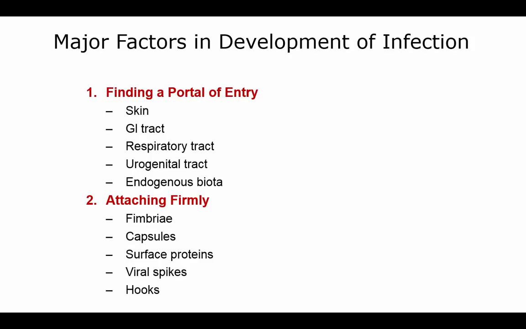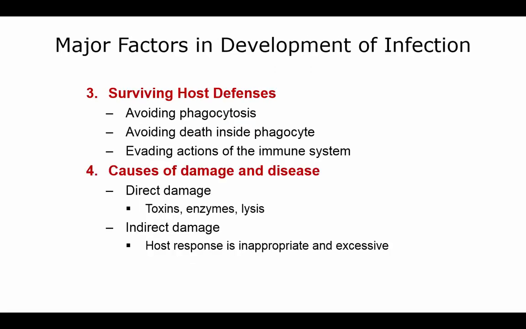So if we come back, again, portal of entry is your step 1, and we're going to spend a little bit of time talking through this in a little more detail in just a moment, but you can see what some of the main portals of entry are. You can see some of the ways that the microbes are going to attach firmly, whether they use their fimbriae, those bristle-like structures. Sometimes they can use their capsule. They can use those spikes, hooks, even surface proteins to attach themselves to your body.